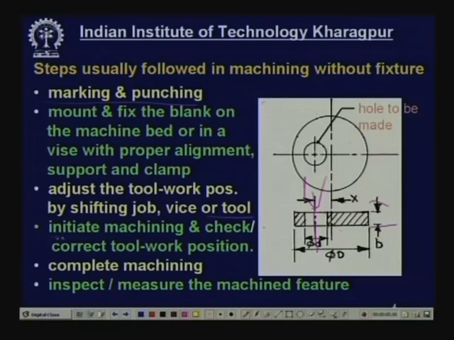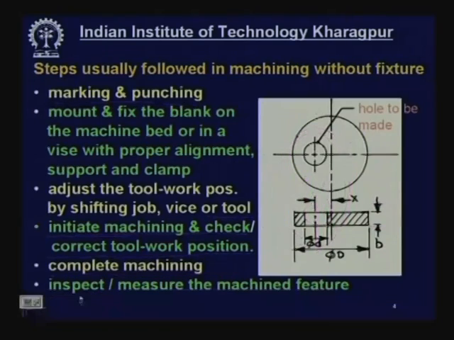Then initiate machining, but immediately after starting machining you check the correctness of the axis or position. Then you correct it again, adjust it again if required, though it is tedious, but it has to be done. Once you are satisfied, then complete the machining work, and after doing the work inspect and measure everything again to check whether the job has been done perfectly or not.